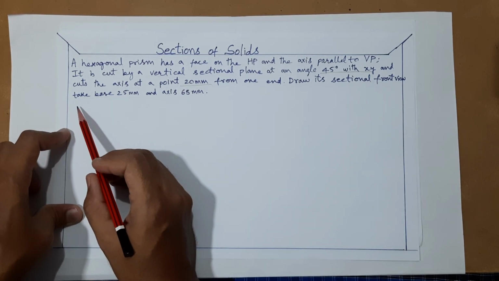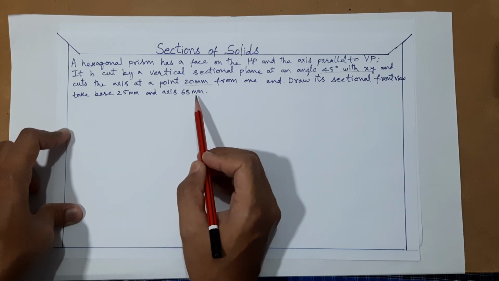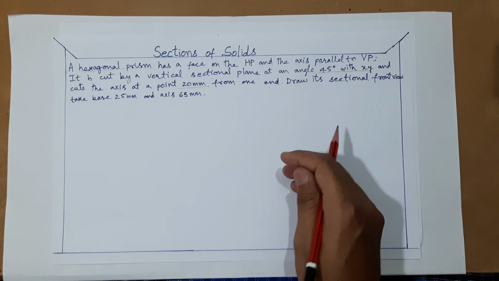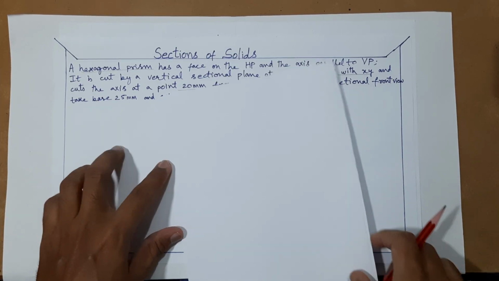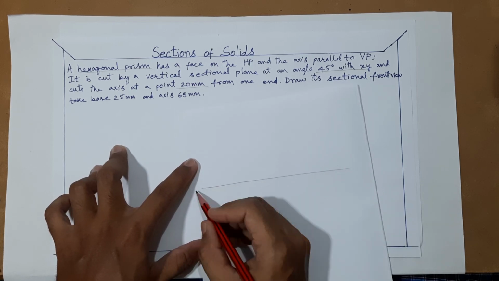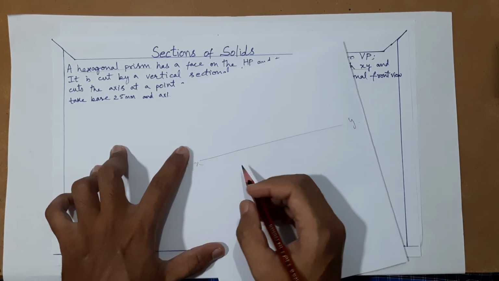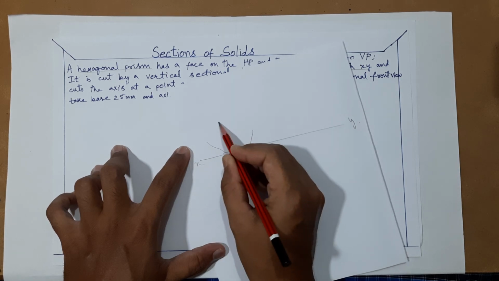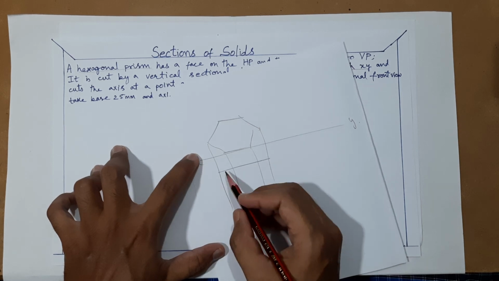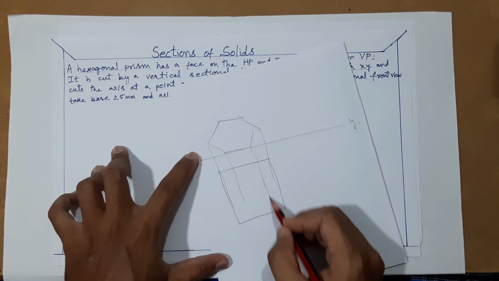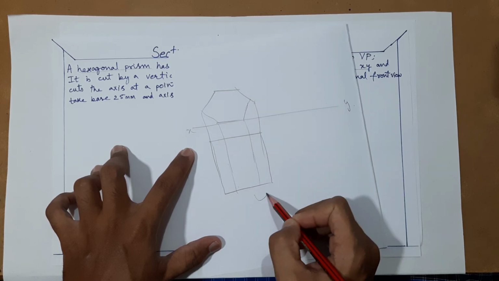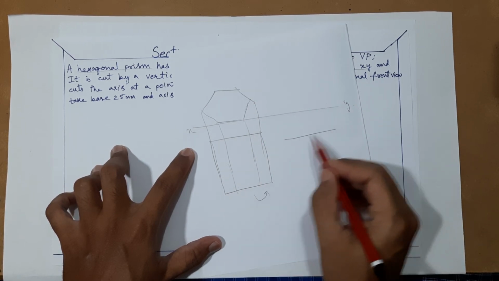Take base 25 mm and axis as 25 mm for this hexagonal prism. So let us see a rough diagram first. As soon as you see the diagram, you may think to draw the hexagon in this way, rough work I am doing like this, and draw its top view here. As per this dimension, then you can rotate this diagram here in this way.